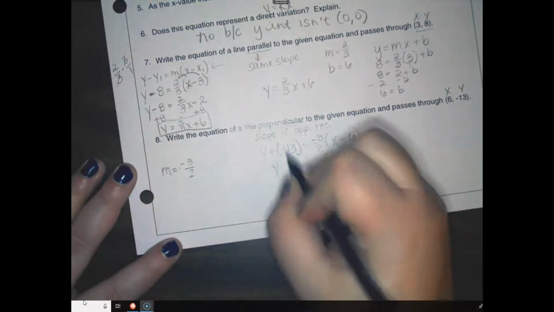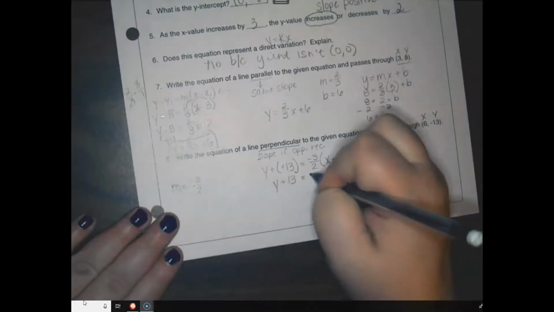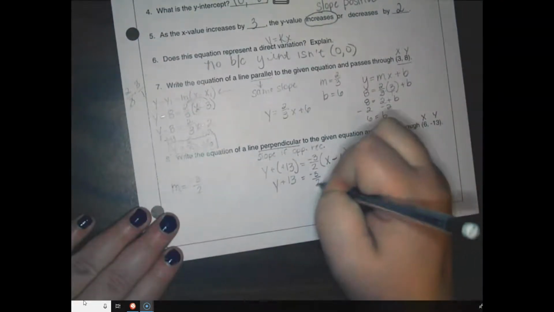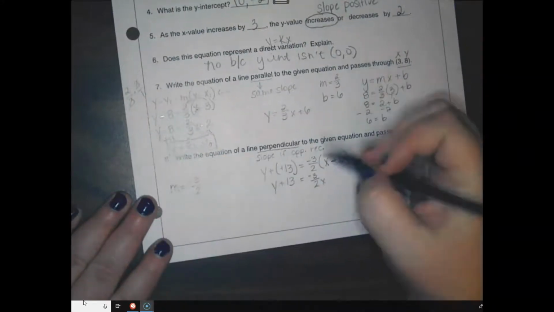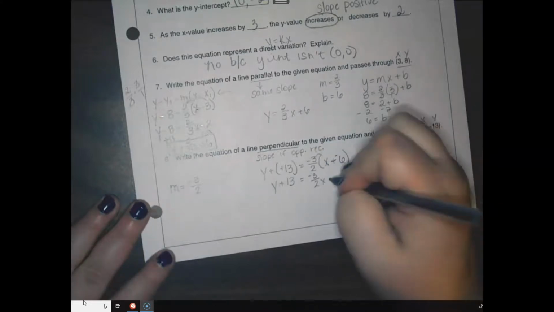Add line change of sign makes this plus 13. Quick reminder, just because I've been tutoring a couple of you, if you see that minus and the negative, go ahead and add line change of sign. It makes your life easier 90% of the time. Okay, so I have a negative and I have a subtraction. So I'm going to go ahead and change this to add on and change sign also.